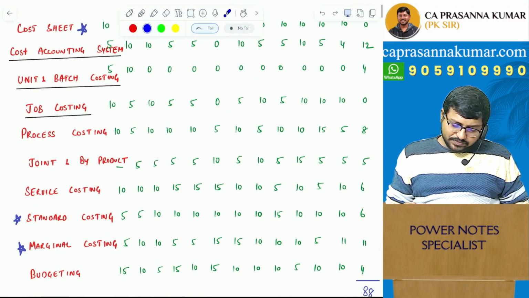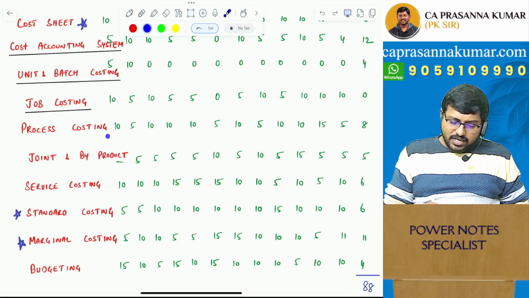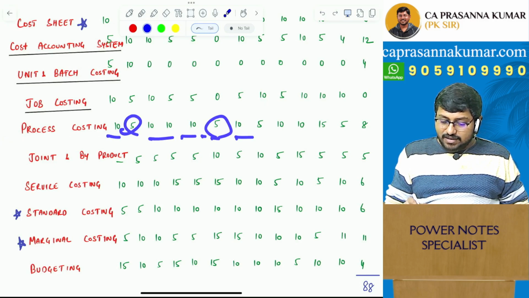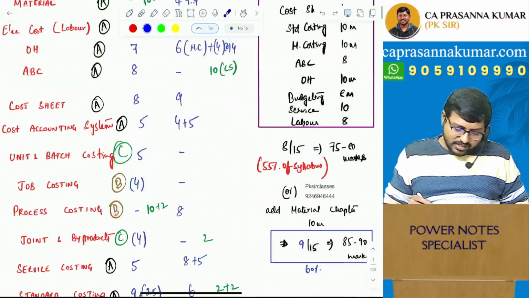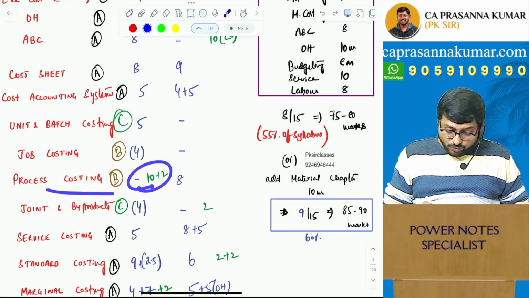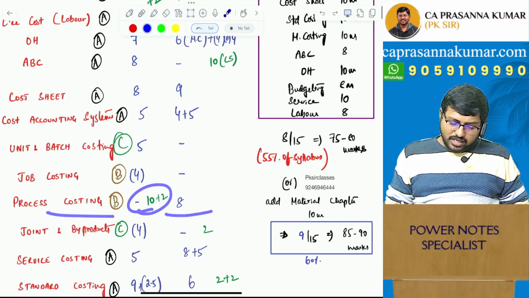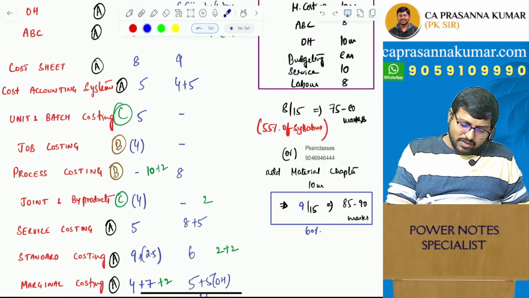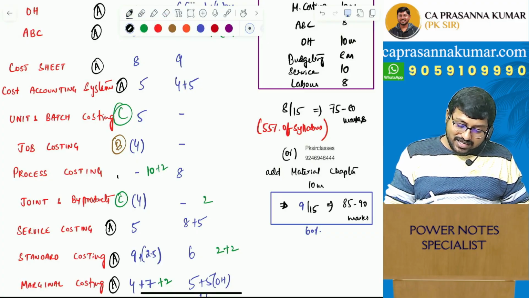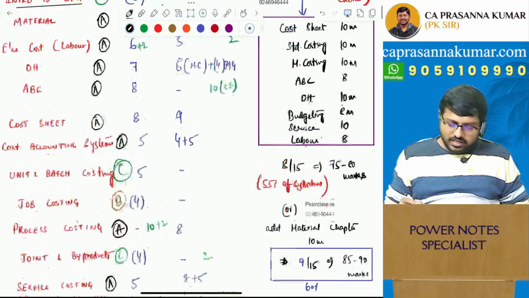Right, moving on. Process costing, of course, 10, 5, 10, 10, 10, 5, 10, 5, 10, 10, 15, 5, and 8. If you can see the process costing over here, 12 and then 8. Okay, so therefore I would rather say this belongs to A category only. Considering the MCQs in the last two attempts, it belongs to A category.